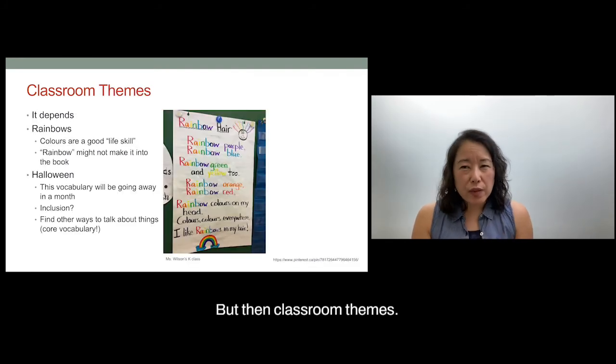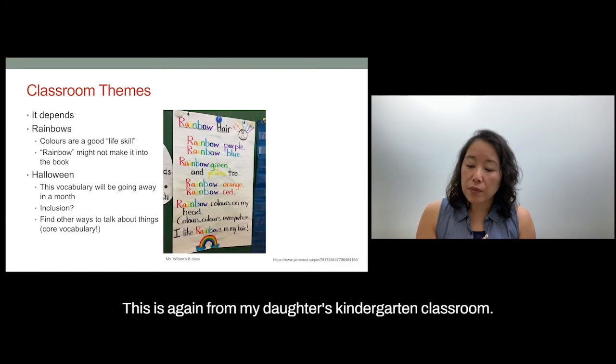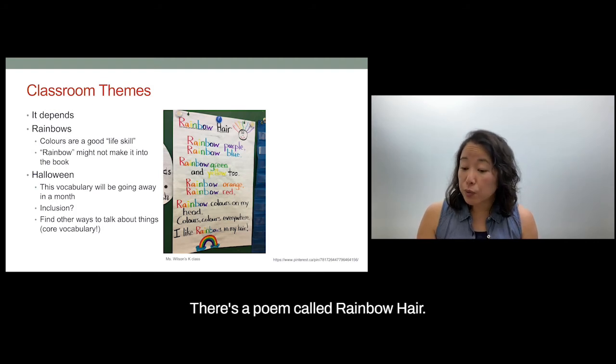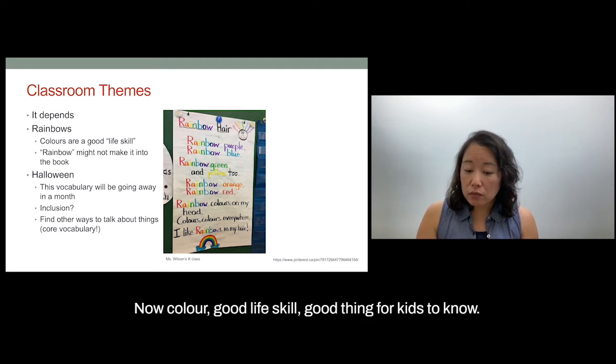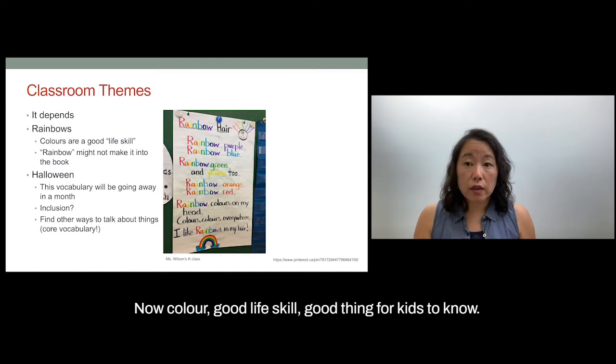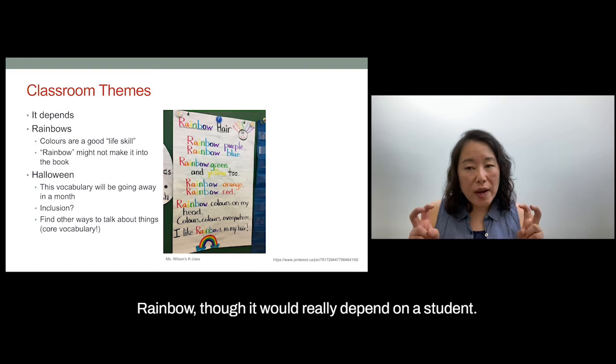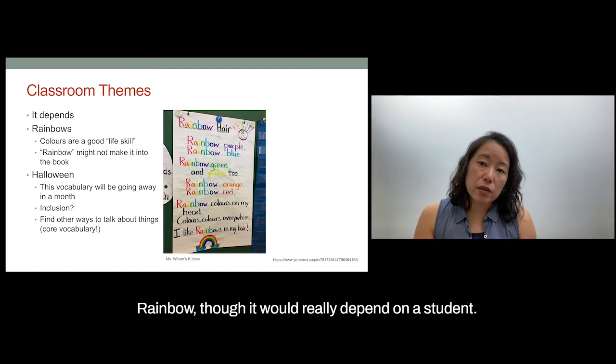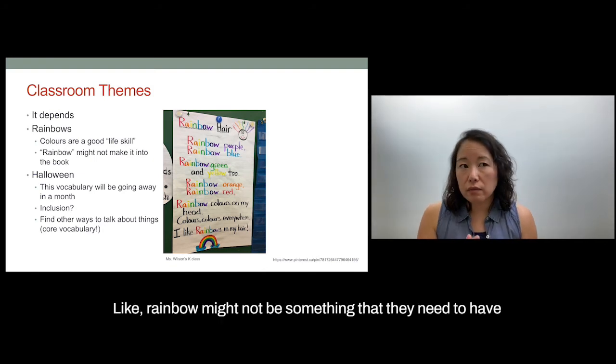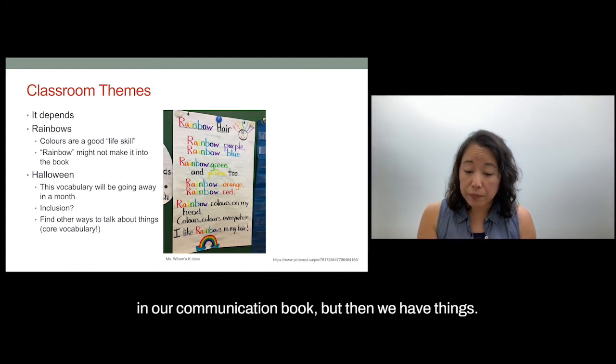But then classroom themes, it kind of depends. This is again from my daughter's kindergarten classroom. There's a poem called Rainbow Hair. Now, color, good life skill, good thing for kids to know. So that might be a good thing to learn. Rainbow though, it would really depend on the student, right? Like rainbow might not be something that they need to have in their communication book.